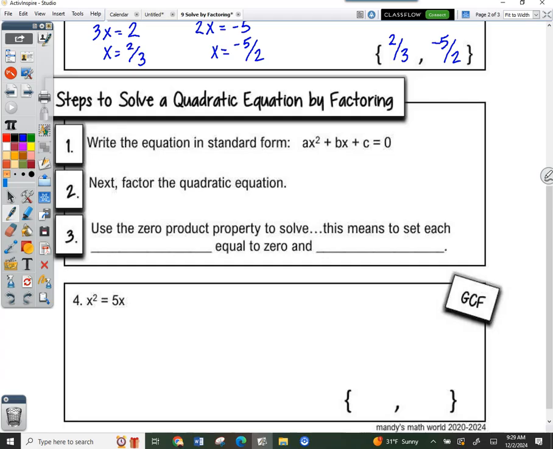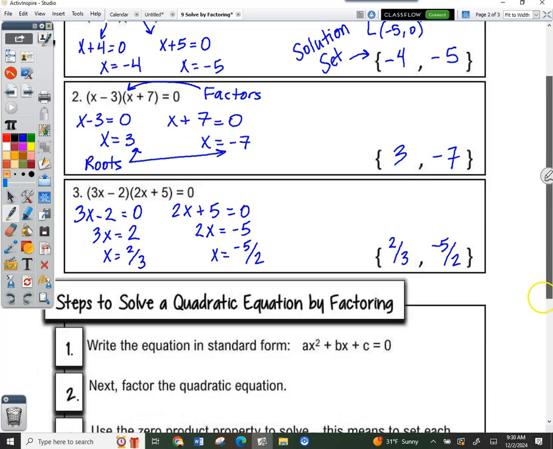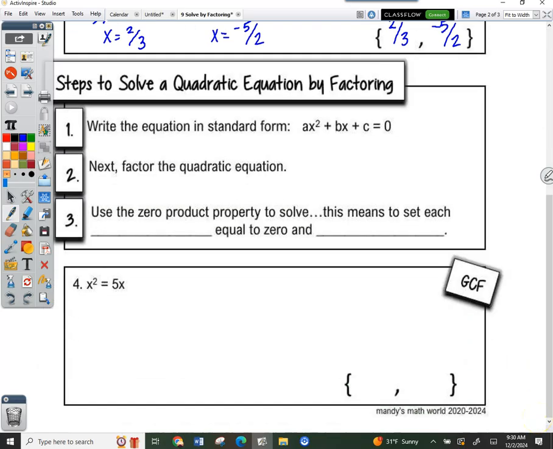Now, we're putting what you just did in an equation where you have to actually factor it. So if you come back up here, these were already in factored form, right? So this was like the last step of solving by factoring. Notice down here, this is not in factored form. You have to get it in factored form, then you repeat the steps at the top.